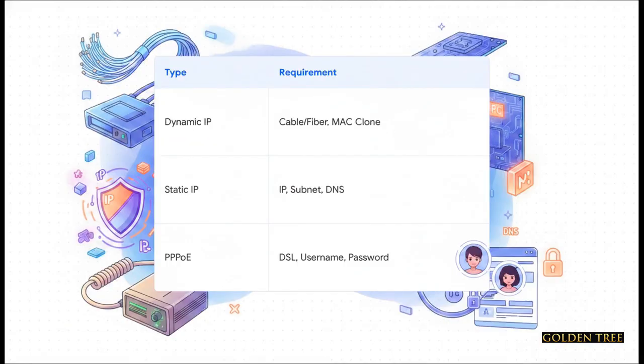Next, define your internet connection type based on your internet service provider's requirements. Dynamic IP is standard for cable and fiber services and may require a MAC address clone. Static IP requires manual entry of dedicated routing parameters. PPPoE is typically used on DSL networks and requires strict username and password authentication.